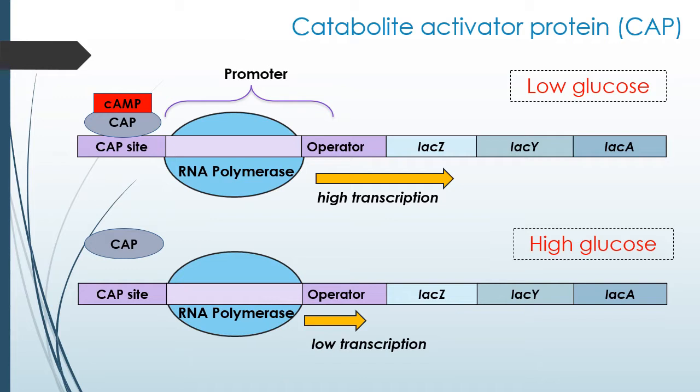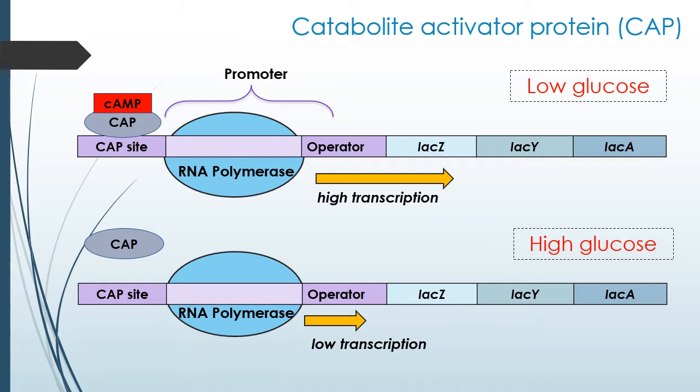cAMP is a hunger signal made by the E. coli bacteria when glucose levels are low. cAMP binds to CAP, changing its shape and making it able to bind DNA and promote transcription. Without cAMP, CAP cannot bind DNA and is inactive. CAP is only active when glucose levels are low. Thus, the lac operon can only be transcribed at high levels when glucose is absent.